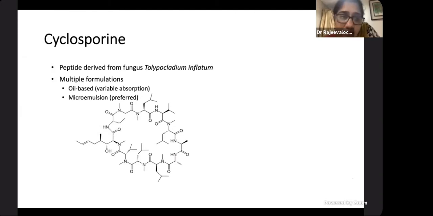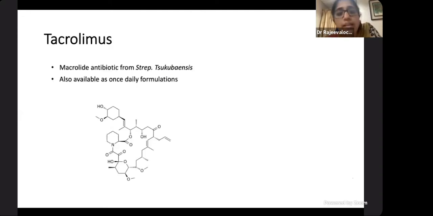Cyclosporin is again derived from a fungus. There are multiple formulations which are oil-based and microemulsion based. We generally prefer microemulsion based. We do have IV formulations of cyclosporin. Tacrolimus is a macrolide antibiotic from Streptomyces tsukubaensis, also available as once daily formulations, which reduces our issues with compliance.